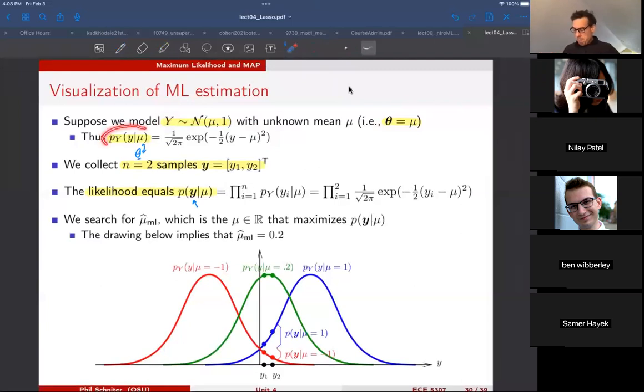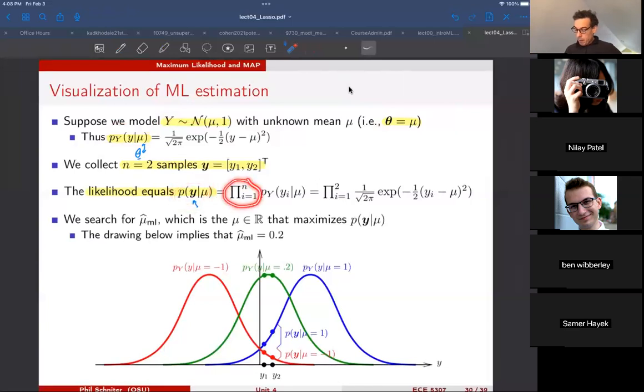This here, maybe we wouldn't call it the likelihood, because this is just the model for how data is generated either during training or test. Now I've stuck in my training samples and I think of them as fixed. And now this becomes a function of mu. Now it's a likelihood.